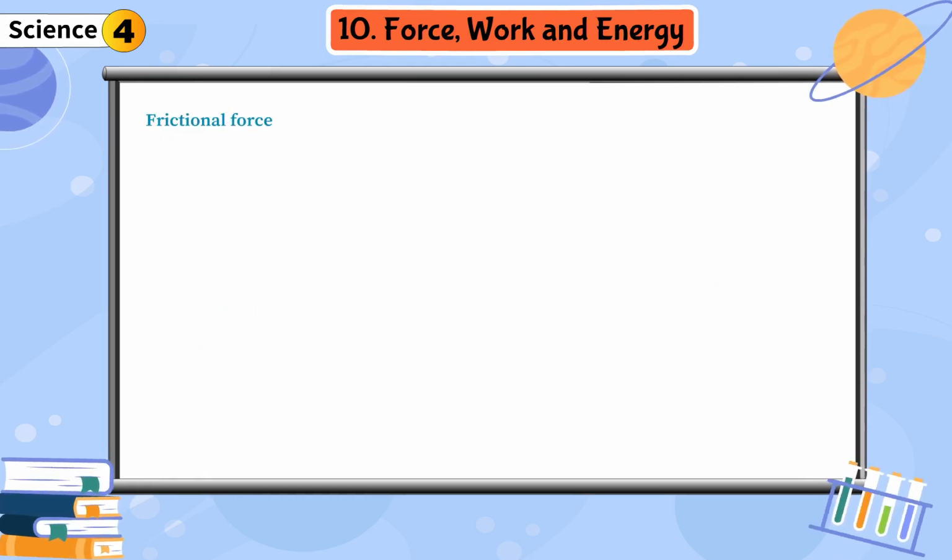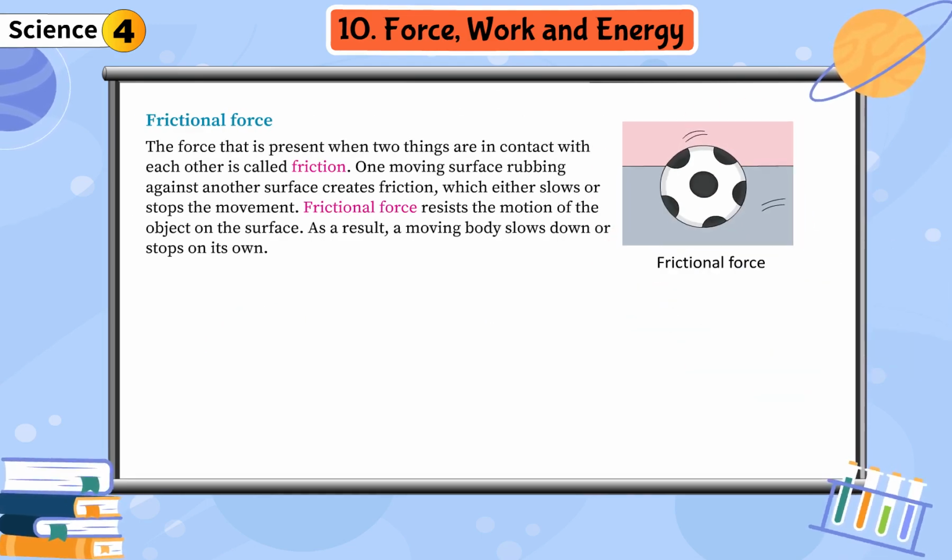Frictional force. The force that is present when two things are in contact with each other is called friction. One moving surface rubbing against another surface creates friction, which either slows or stops the movement. Frictional force resists the motion of the object on the surface. As a result, a moving body slows down or stops on its own.